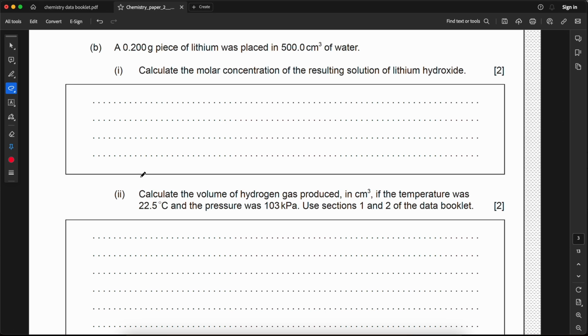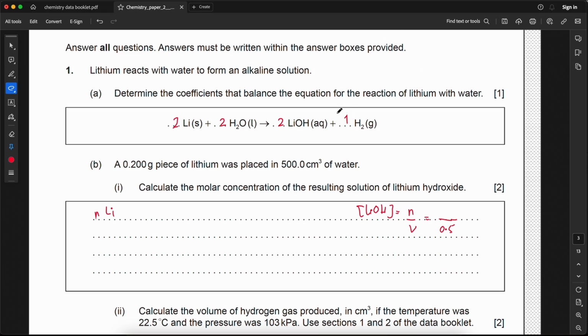A 0.2 gram piece of lithium was placed in 500 centimeter cube of water. Calculate the molar concentration of the resulting solution of lithium hydroxide. To find the concentration of lithium hydroxide, the formula is n divided by V. We know the V is 500 centimeter cube, which is 0.5 decimeter cube, and we don't know the mole, so we need to find the mole of Li or LiOH because they have the same number of moles, so it's equal.